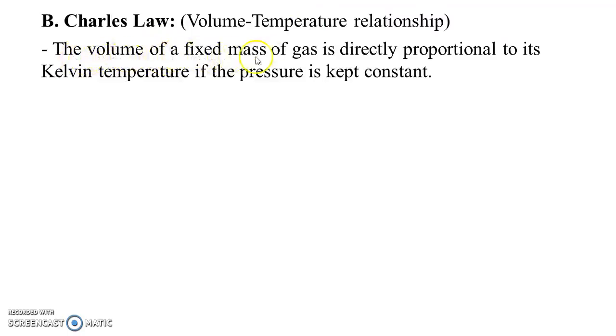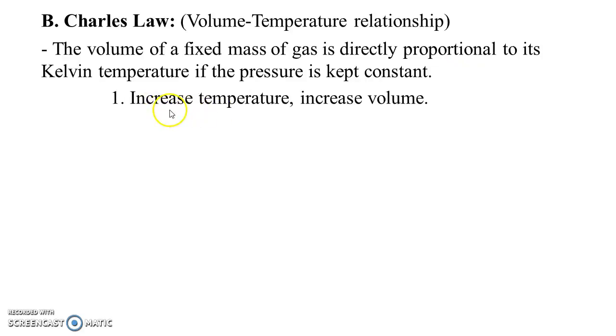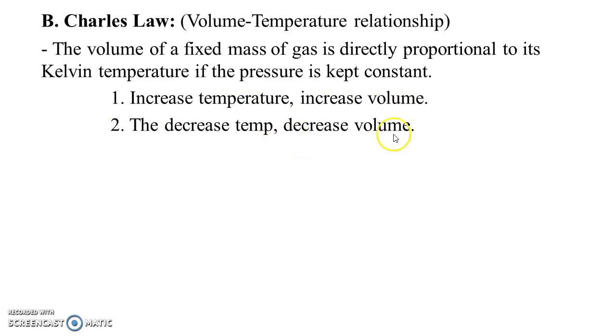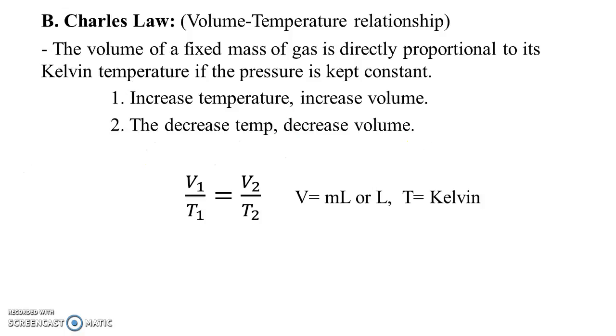The volume of a fixed mass of gas is directly proportional to its Kelvin temperature if the pressure is held constant. So if you remember, we talked about this today, directly proportional means as one goes up, so does the other. Okay, so if the temperature increases, the volume will also increase. If you decrease temperature, the volume will also decrease. So they're directly proportional, directly related.